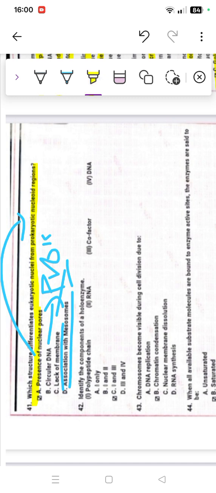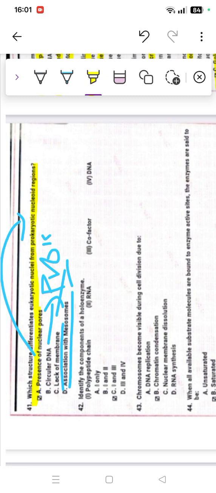This is: identify the component of holoenzyme. So holoenzyme is a kind of different structure. It's simply a polypeptide chain and a cofactor, collectively called a holoenzyme. Cofactor is simply the non-protein part, right? But if it consists of a polypeptide chain plus cofactor, then we call it a holoenzyme.